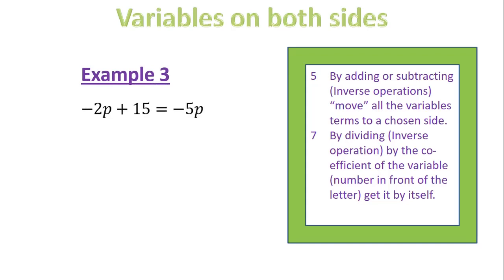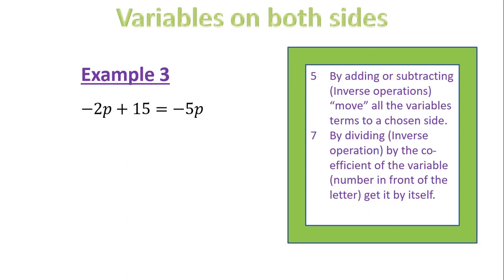Example 3. Negative 2p plus 15 equals negative 5p. Step 5. By adding or subtracting, move all the variable terms to a chosen side. Now, just like in example 1 and 2, we need to see which side the numbers are on and which side the letters need to be on. On the left hand side there's a plus 15, on the right hand side there's no numbers, and so it's going to be much easier to leave all the numbers on the left hand side and get all the variables or the letters to the right hand side.